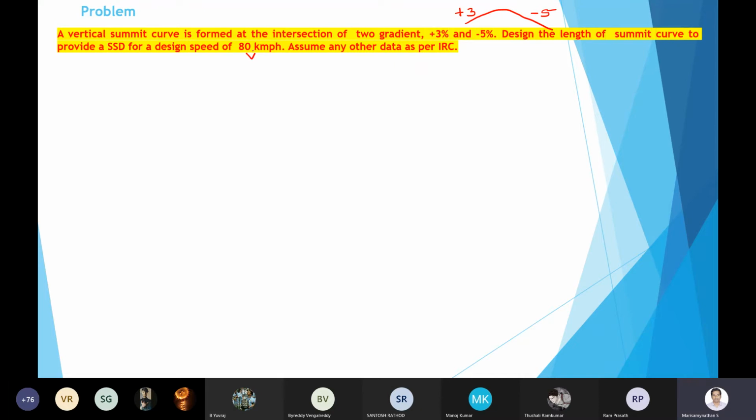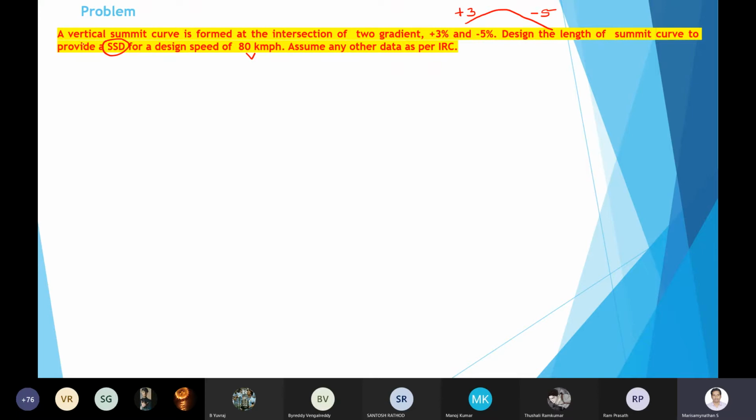V is given as 80 km per hour. Assume any other data as per the IRC standard. So it looks like a simple problem, but it is a little bit lengthy. In the summit curve design, they have clearly defined that we have to solve with respect to the SSD. So with respect to the SSD, we have to estimate the length of the summit curve.